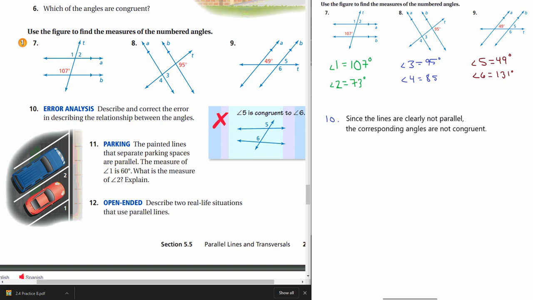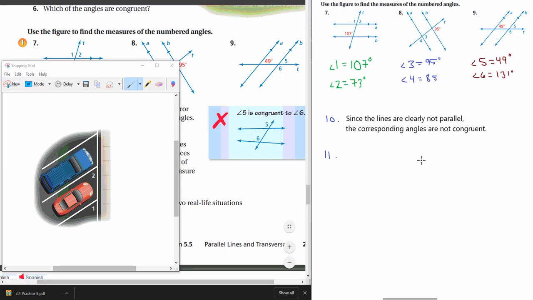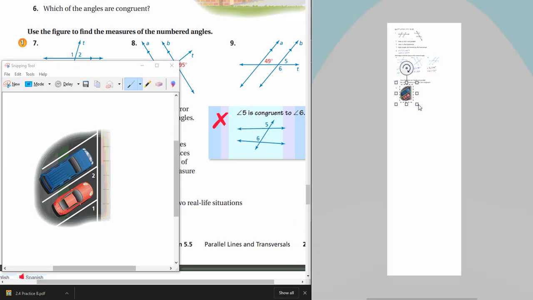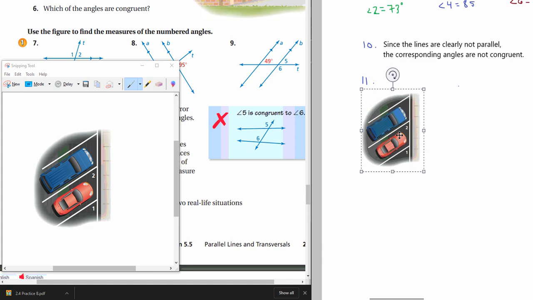All right, so let's keep moving now. Number 11. For number 11, it says the painted lines that separate parking spaces are parallel. So this one is telling us that these are parallel. And I should actually copy this one over here as well so I can draw on this and make my point with this one. So for this one, I'm going to draw a diagram over this picture here. So what I really have is this as one line as my transversal, and then I've got two parallel lines right here.